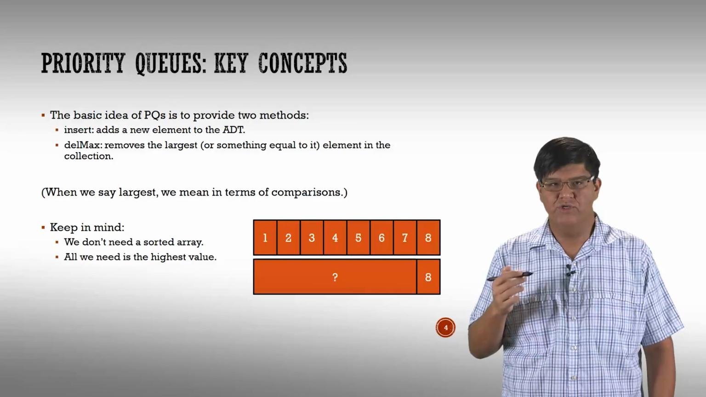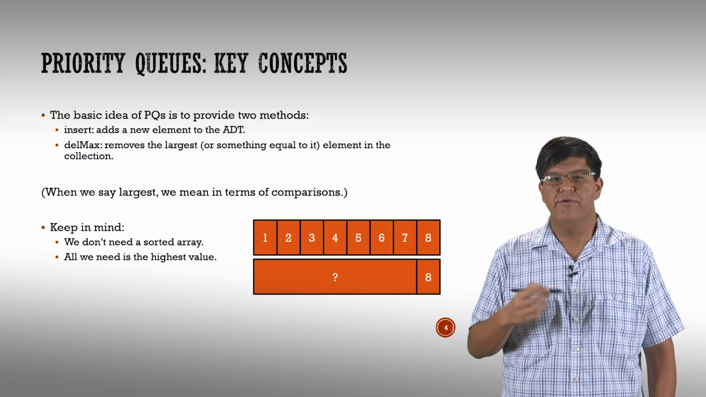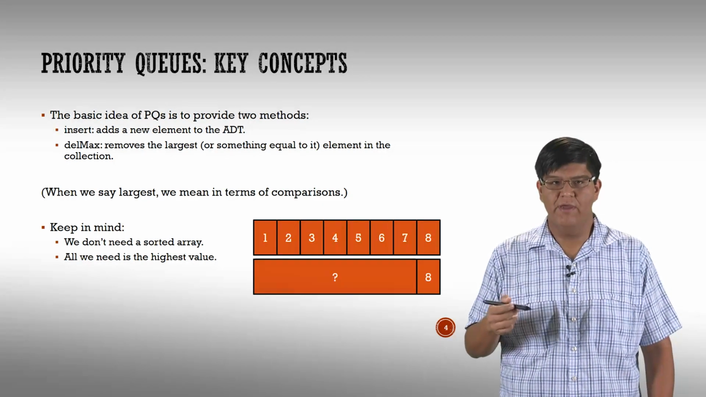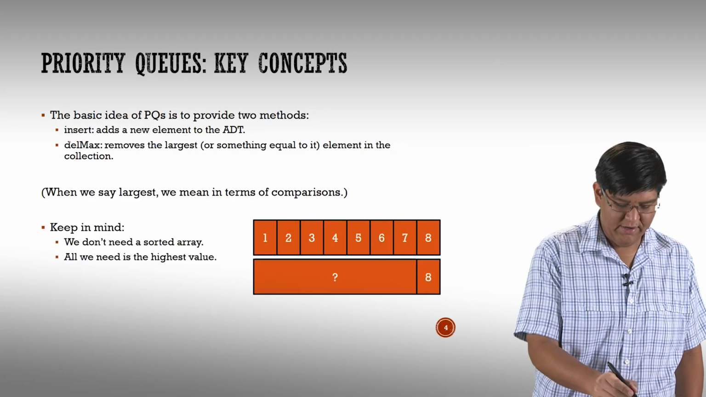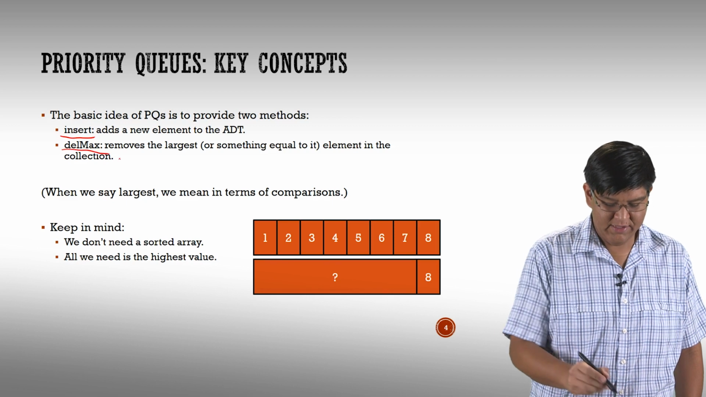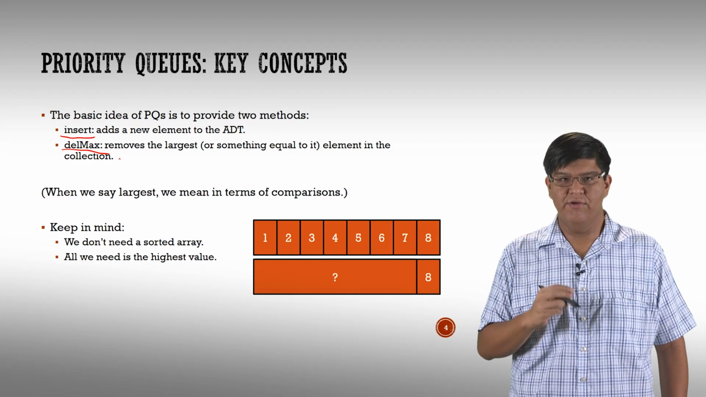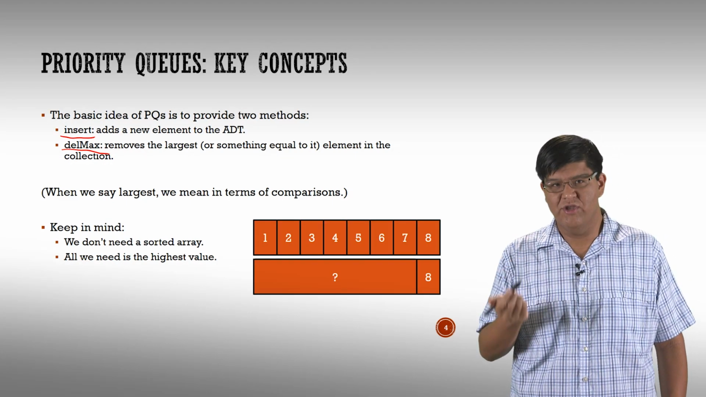All right, so now that we have some general idea of what priority queues are and what they're used for, let's try to define them in a way that we can actually have some hope of implementing them. So we're going to have two primary methods here. We have insert and del max. These are the only two things that priority queues are really obligated to provide.